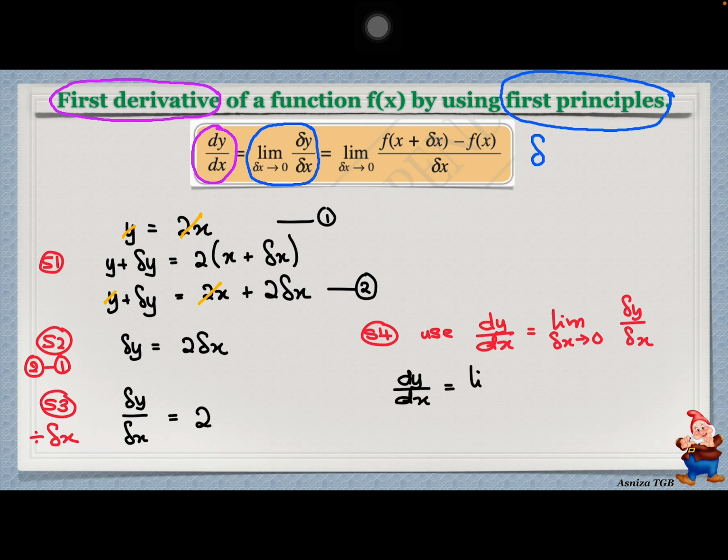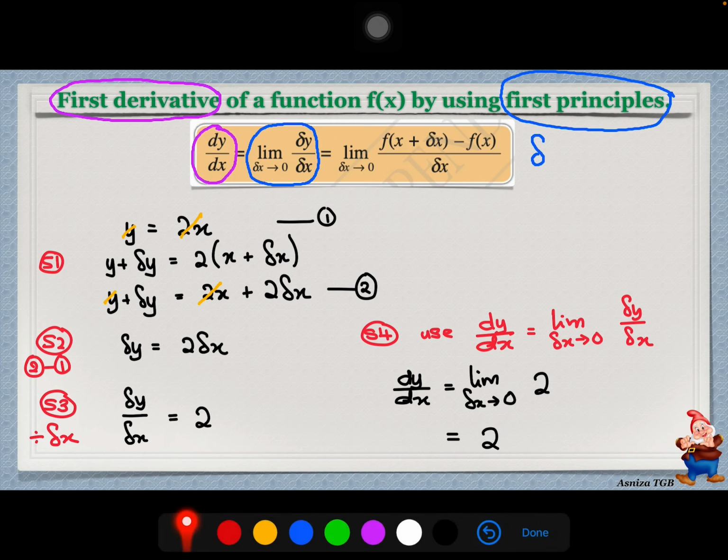So we use the theorem to find the first derivative, dy/dx. Our dy/dx is the limit as delta x approaches 0, and our delta y over delta x is 2. So we substitute 2, and then we would substitute delta x with 0, but here we don't have any delta x term. So we just continue with the answer as 2. So dy/dx for the function y equals 2x, after using first principles, the first derivative is 2.